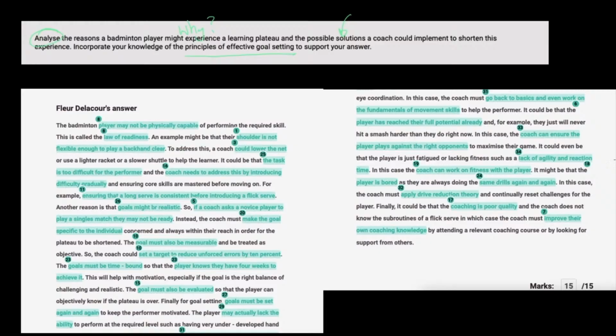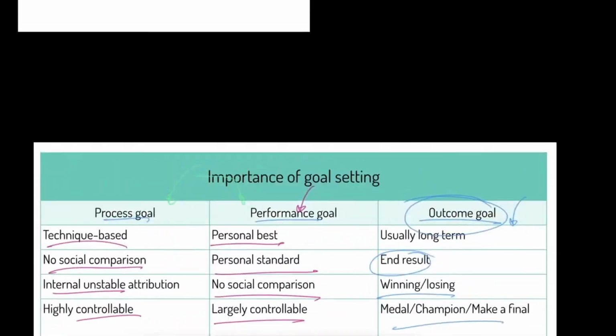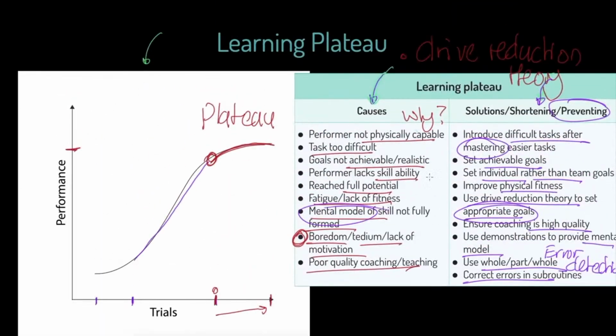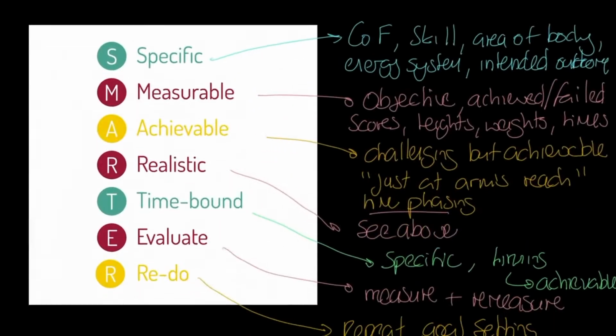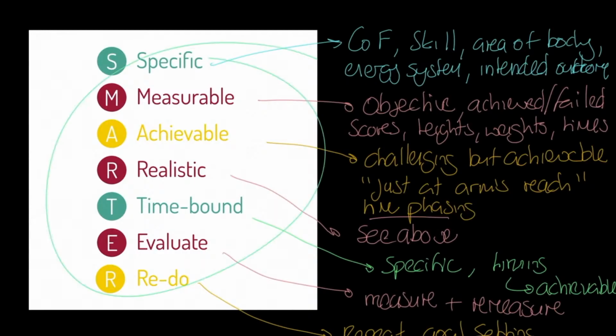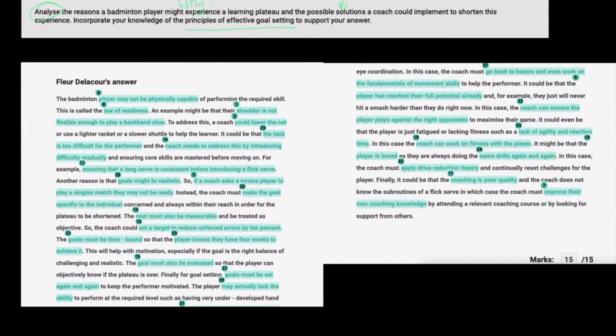So look, in essence, folks, we've got that to break down and explain, that to break down and explain, and we've got this to break down and explain within the context of badminton coaching. Okay, so let's go through. The badminton player may not be physically capable, straight from the table above, of performing the required skill. This is called law of readiness. Now, this is a link here, folks.